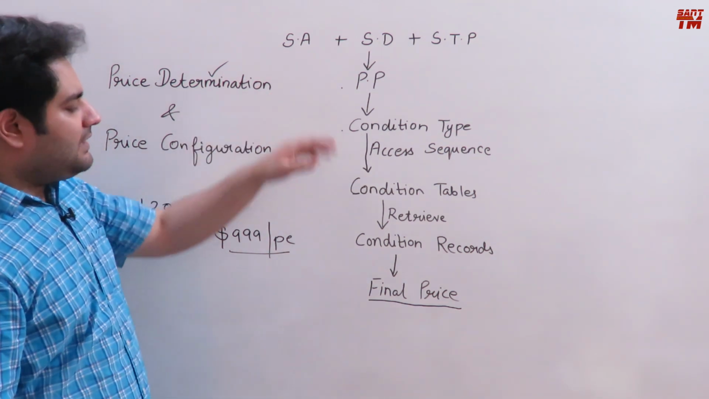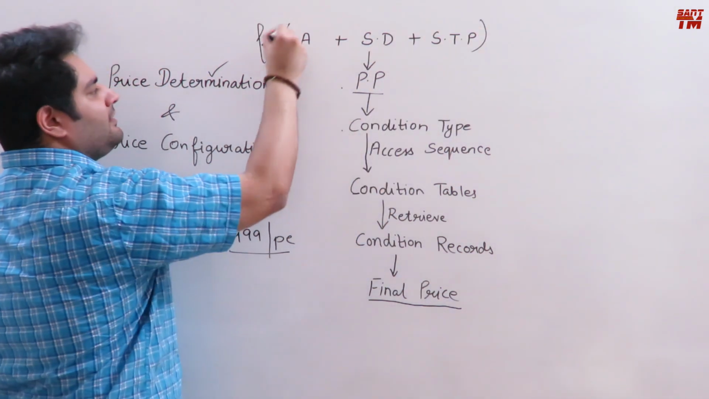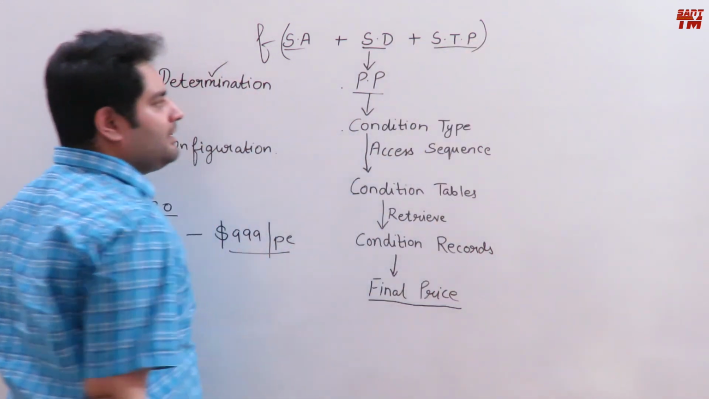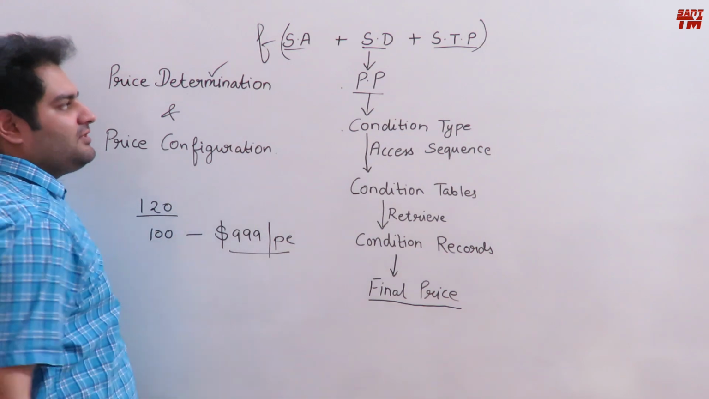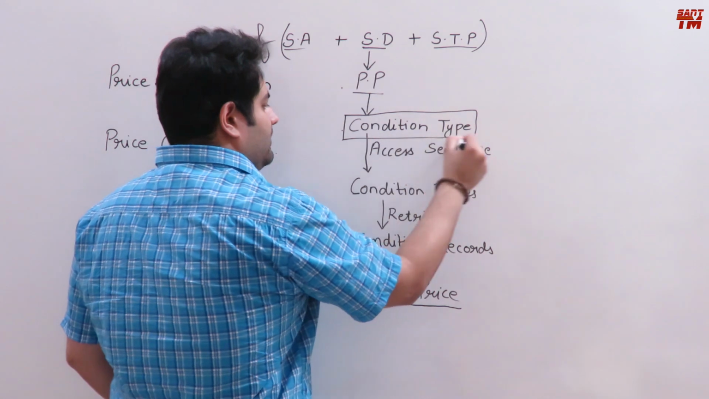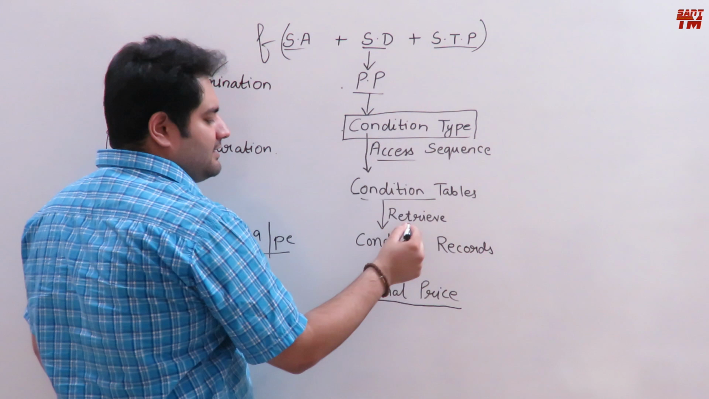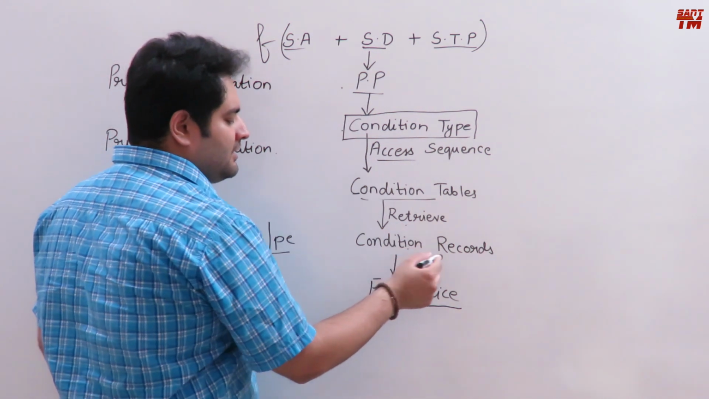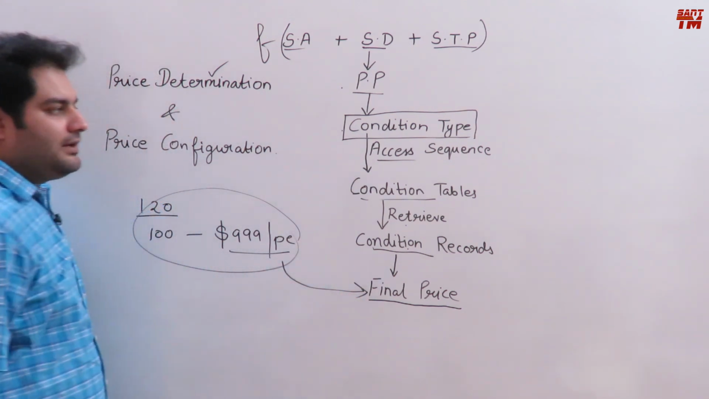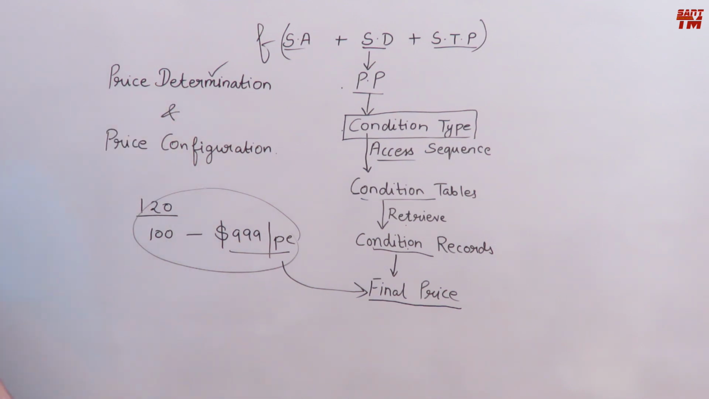What we did, we applied the pricing procedure. What is the pricing procedure? It is basically a function on sales area, sales document and sold to party. When we apply the function of pricing procedure on these three entities, we get the condition type as output. On the condition type, we apply the access sequence to get the condition tables, and the condition tables retrieve the condition records. From the condition records, we fetch rows like this to get the final price. This is all that we have learned till now. That is called the price determination.